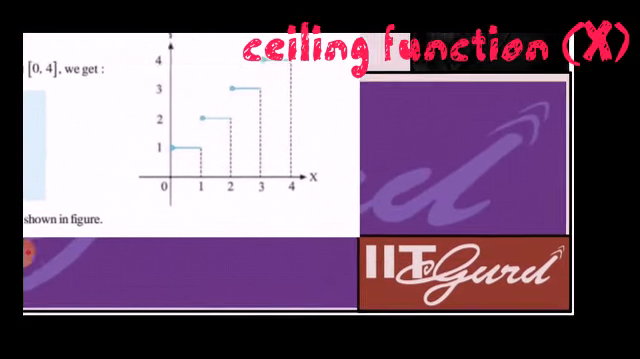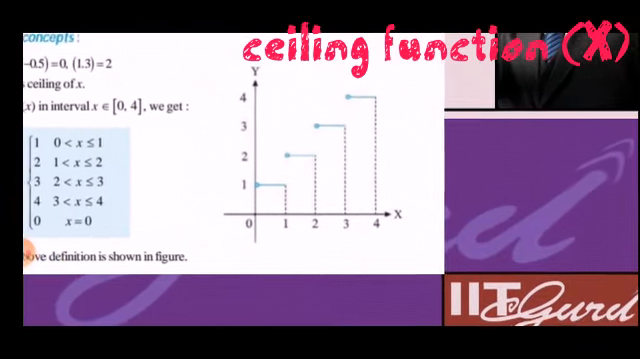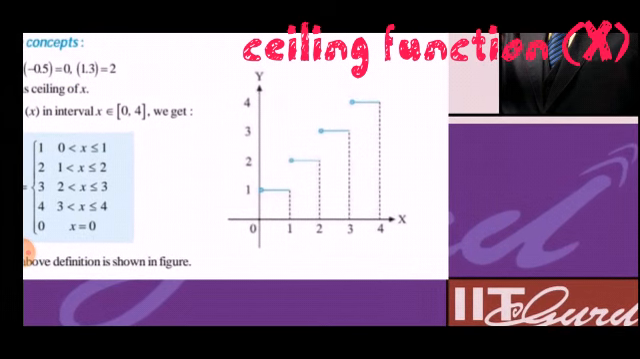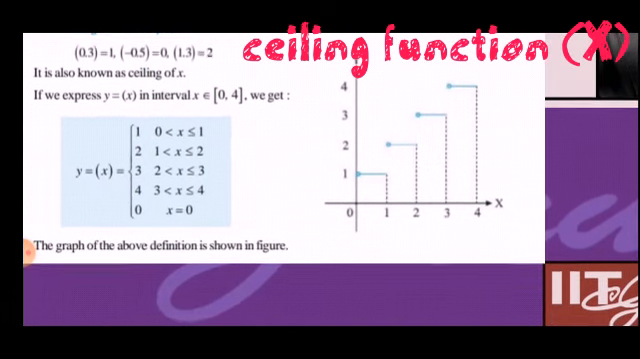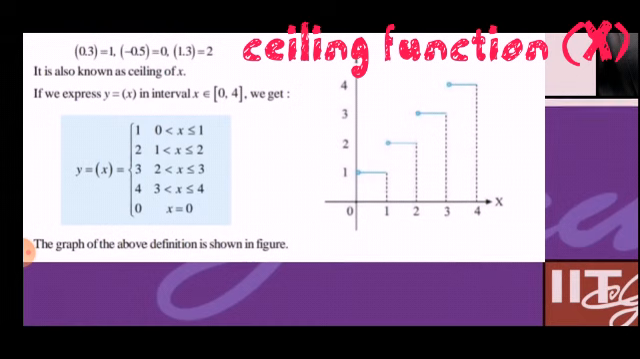Between 0 to 1, unlike the GI function, the value is 1 over here, but in the GI function the value was 0. Between 1 to 2, the value is 2. Between 2 to 3, the value is 3. So on the y-axis it's just like a constant graph. Between 3 to 4, that is 4.